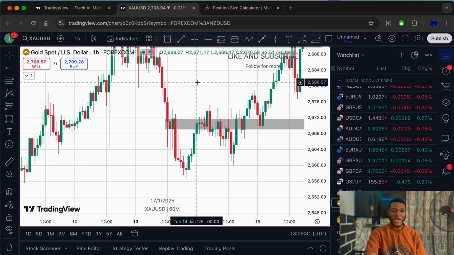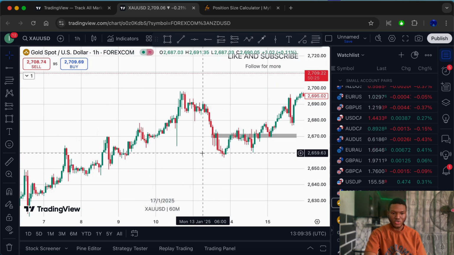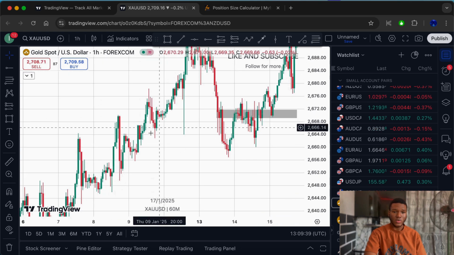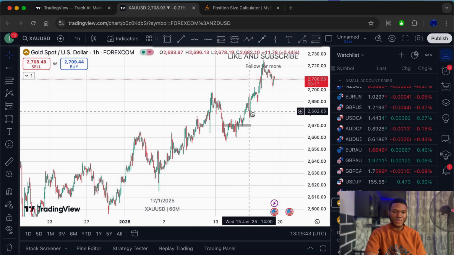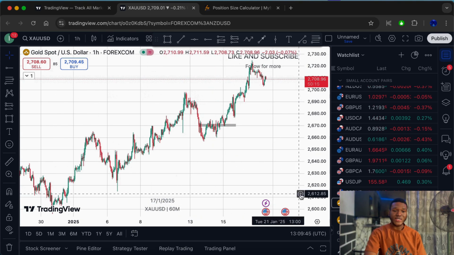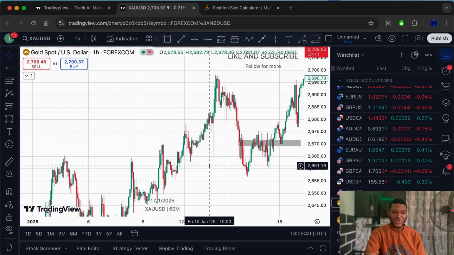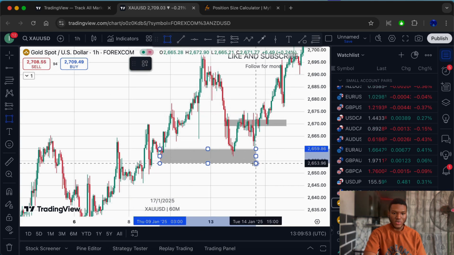So the reason for the entry was simple. Overall, gold is currently in an uptrend, which is very nice. If you zoom out, you can see that gold is currently going to the upside, so you have to be looking for buys. As I was looking for buys, I was just looking for the nearest demand zone. So this was the nearest demand zone right here. I saw this zone as a demand zone for me, so I chose it.